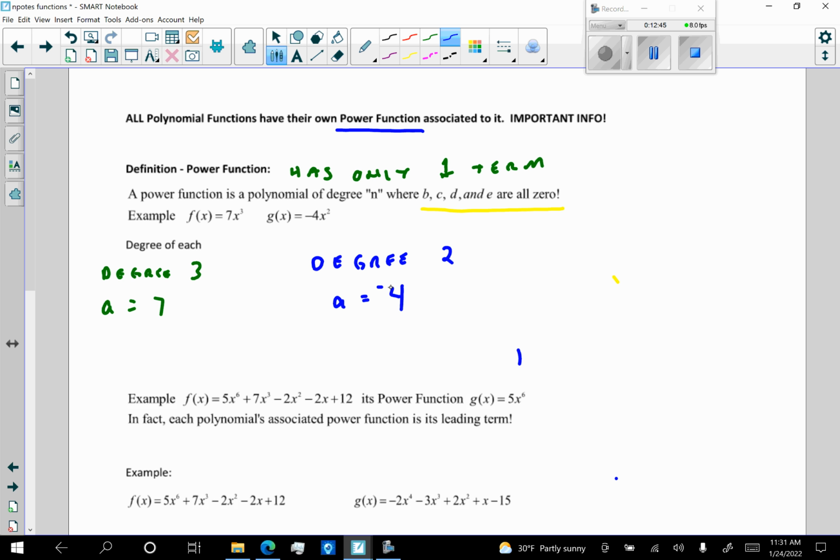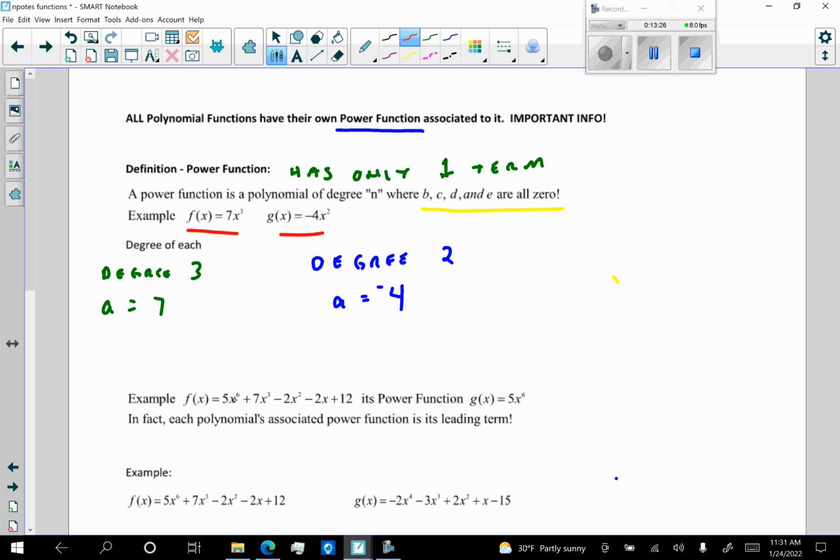They have a leading coefficient, of course, and they have an exponent that is a non-negative integer. So I've got this power function and this power function. Why, might you ask, is a power function important? A power function is important because each polynomial has a particular power function. All polynomials have their own power function associated with them.